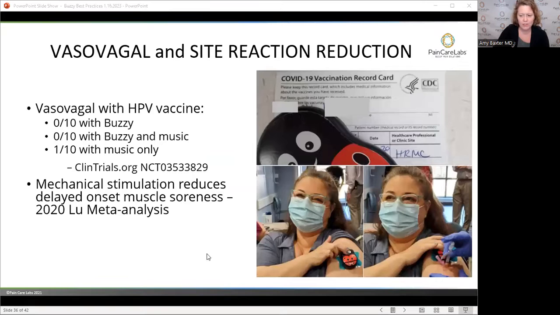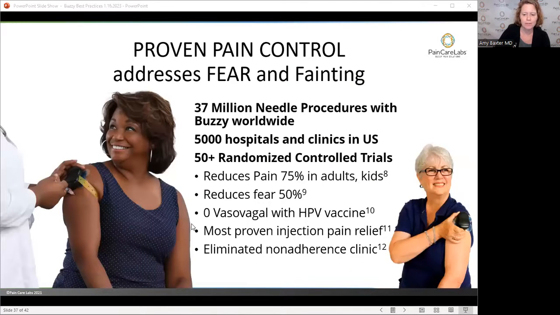All right. So going back to the vasovagal, there's one study that was done by the CDC, and they compared music to music plus Buzzy to Buzzy alone. And the only person who fainted was in the music group. I am interested to find out if somebody does more work with this, looking at increased uptake or decreased delayed onset muscle soreness after the COVID shot. A lot of the nurses who used it were saying that they didn't think their arms hurt as much as other people's did, but there's no specific paper on that I'm aware of.